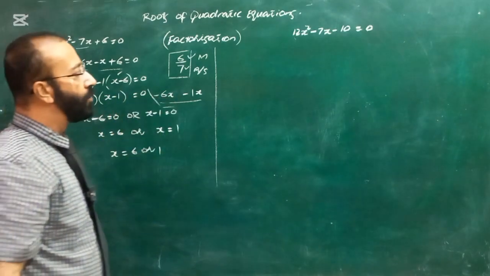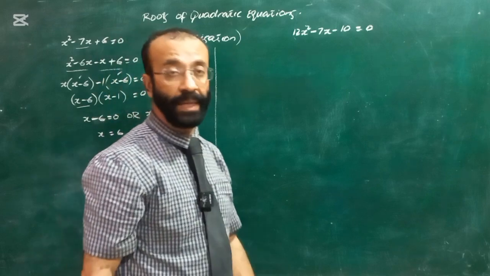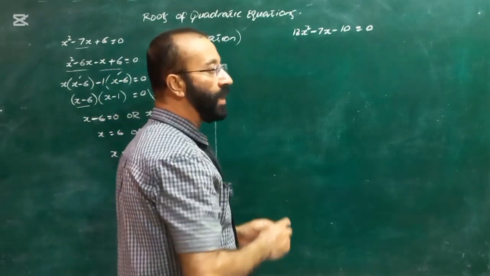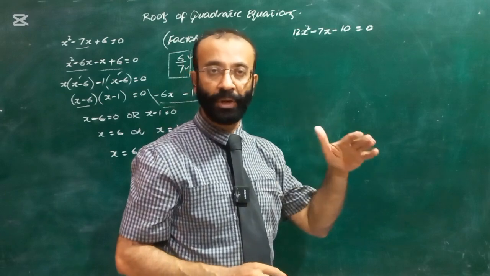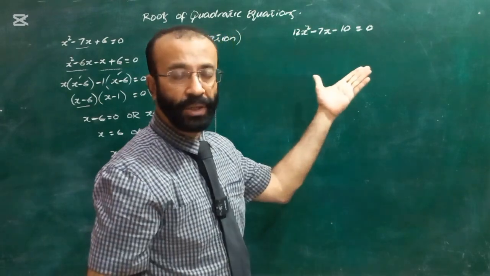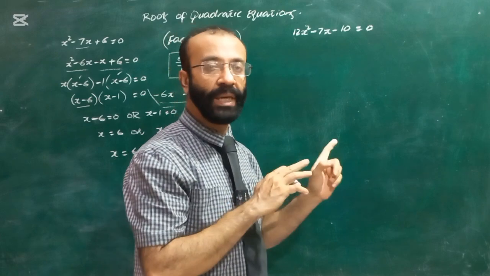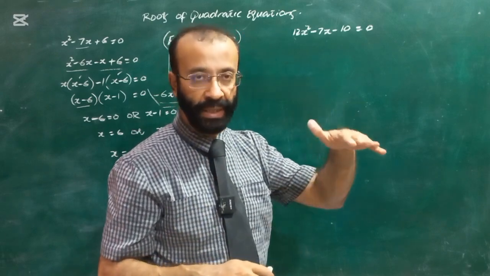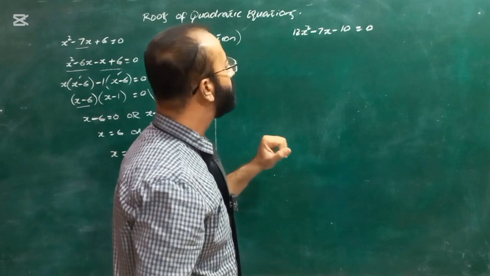So here is another question. We will follow these same steps. So look now. The first rule is arrange the question in descending order. The equation is already in descending order. But if the question is not in descending order, the first step will be to arrange the equation in descending order. This is the first step now.